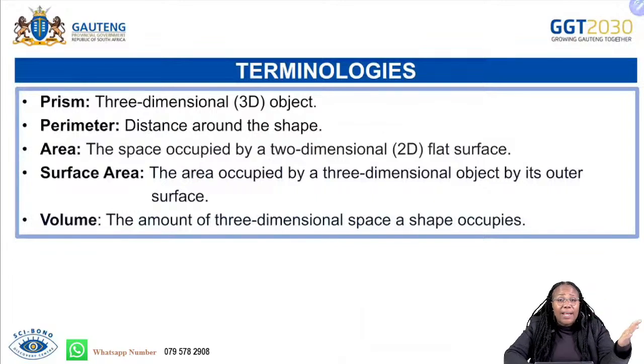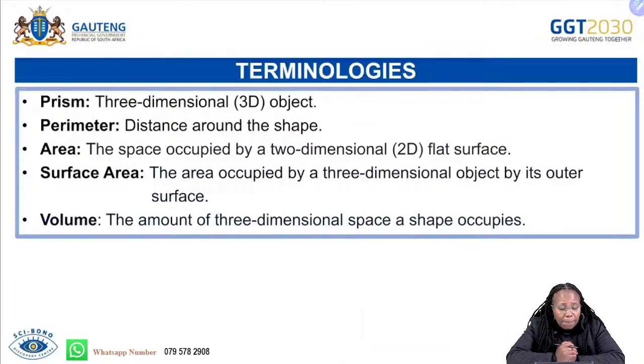We have already done that. You talk about a rectangular prism. It's 3-dimensional, it's a 3D object. That means it's a container, a 3D object. A perimeter is the distance around the shape. For example, the fence that you put around your house is the perimeter of that house.